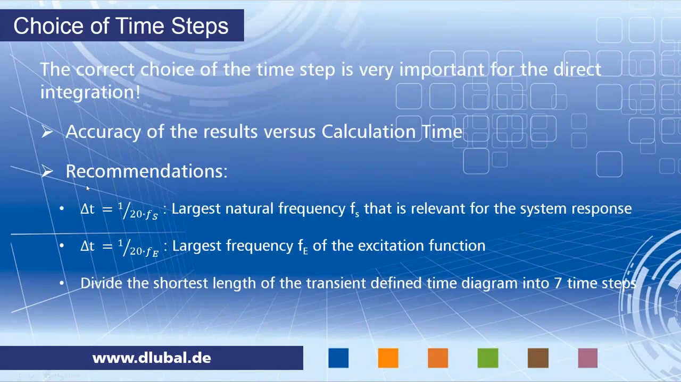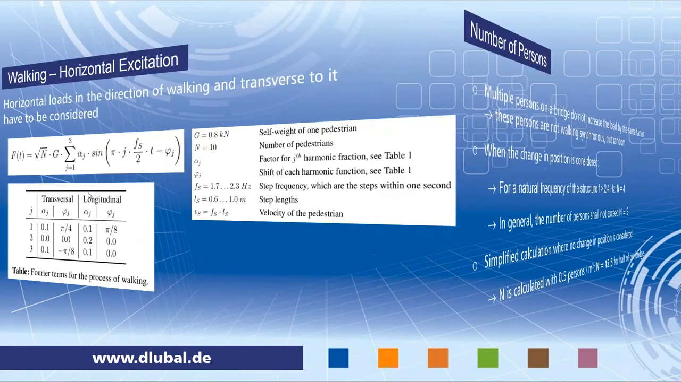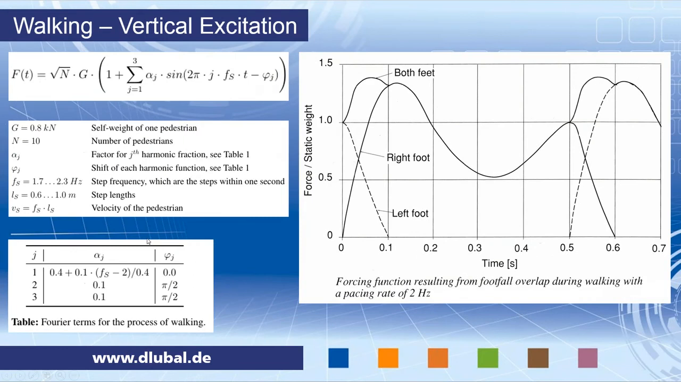So I go back to the walking vertical. So this is the function we just applied at the moment. What I did: the term in brackets, 1 plus, and then I have the 3 Fourier terms, which are the alpha values, the 0.4, the 0.1, and the 0.1. And then I have the 2 pi multiplied with j. J is just increasing with 1, 2, 3. And then we have the step frequency and the shift down here.